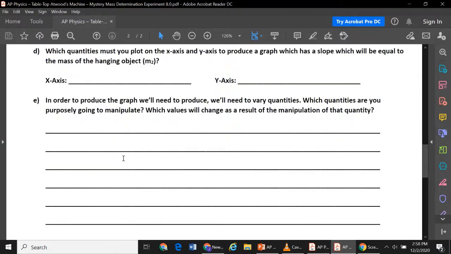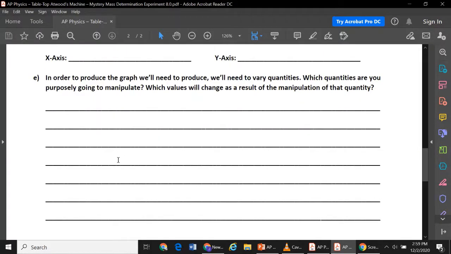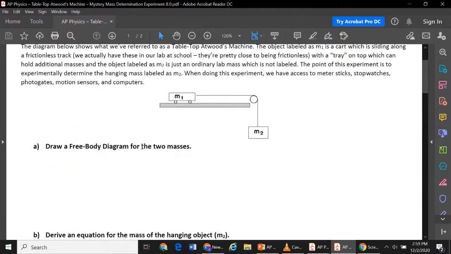All right, moving on to part E. Part E says, in order to produce the graph I just discussed, we'll need to vary quantities. That's because you want to produce a graph with multiple data points for you to calculate the slope. Now, some of you seemed to kind of miss this point with the friction lab experiment, and you only did 2 different masses, and so you only had 2 data points. You get a much better line of best fit, especially in real world experiments, when you use multiple data points. And so in order to produce the graph we need to produce, we need to vary quantities.